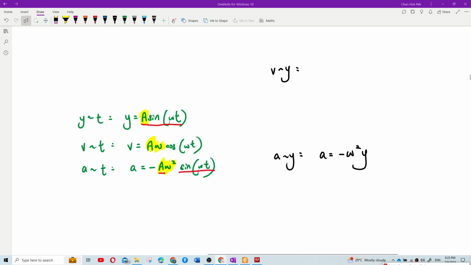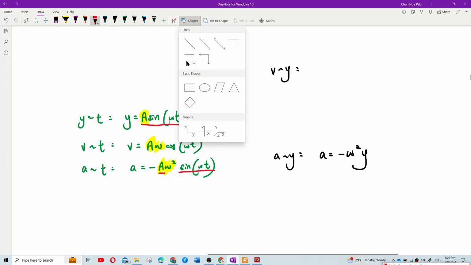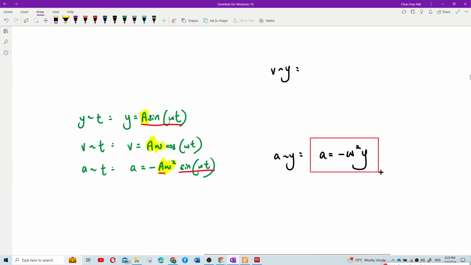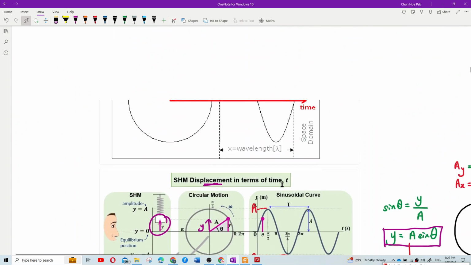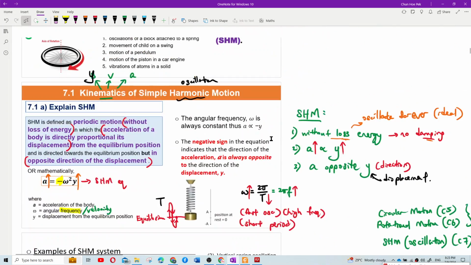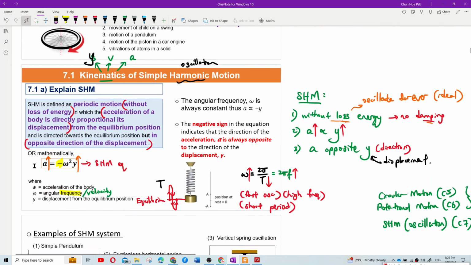Do you see it, class? Do you remember this equation? Do you see this formula somewhere else? This is the one, the simple harmonic motion. Do you see that, class? a equal to negative omega square y. This is the simple harmonic motion definition.